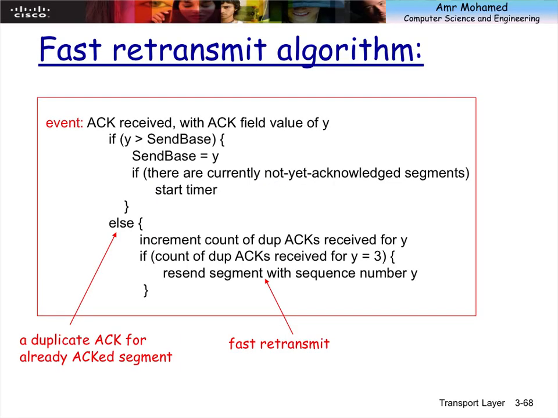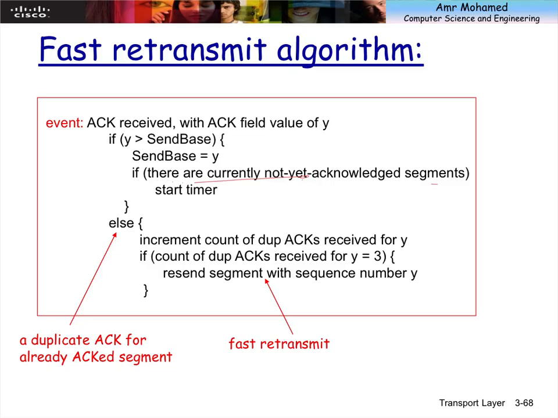So this is the code. Yeah, this is the pseudocode that corresponds to what we just explained. Acknowledgement received with the acknowledgement field value of y. If y is over the send base, so this is what I'm expecting. So that's a normal acknowledgement. So in that case, there are currently no unacknowledged segments. So I will accept this acknowledgement. This is the first one. It's not a duplicate ack. I will restart the timer.